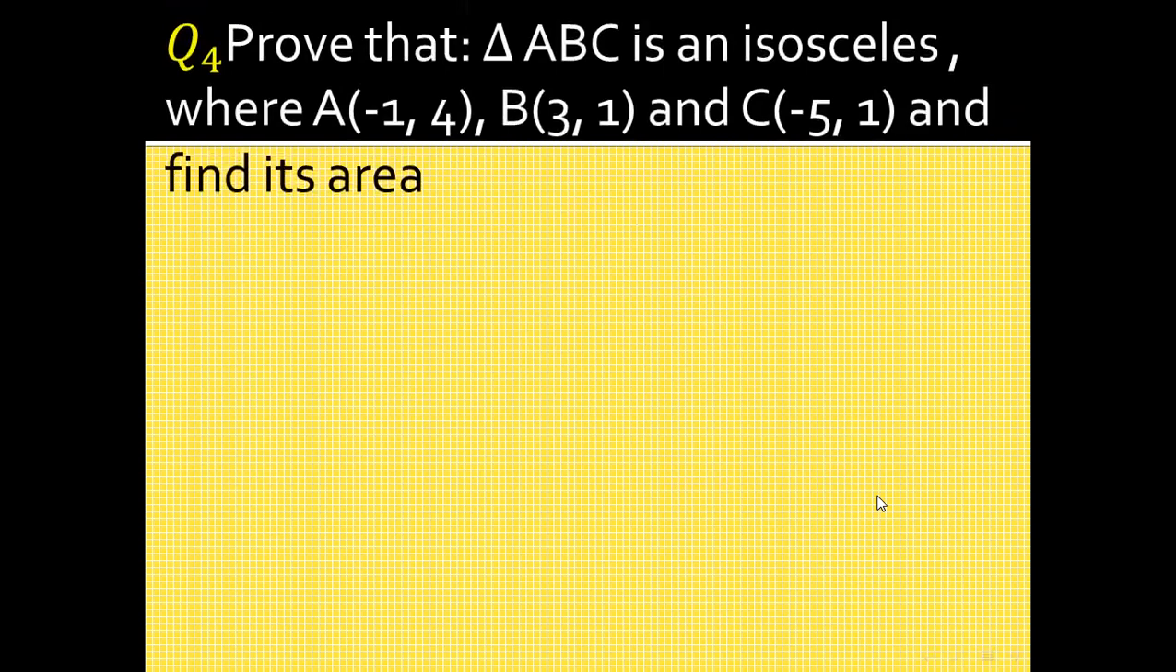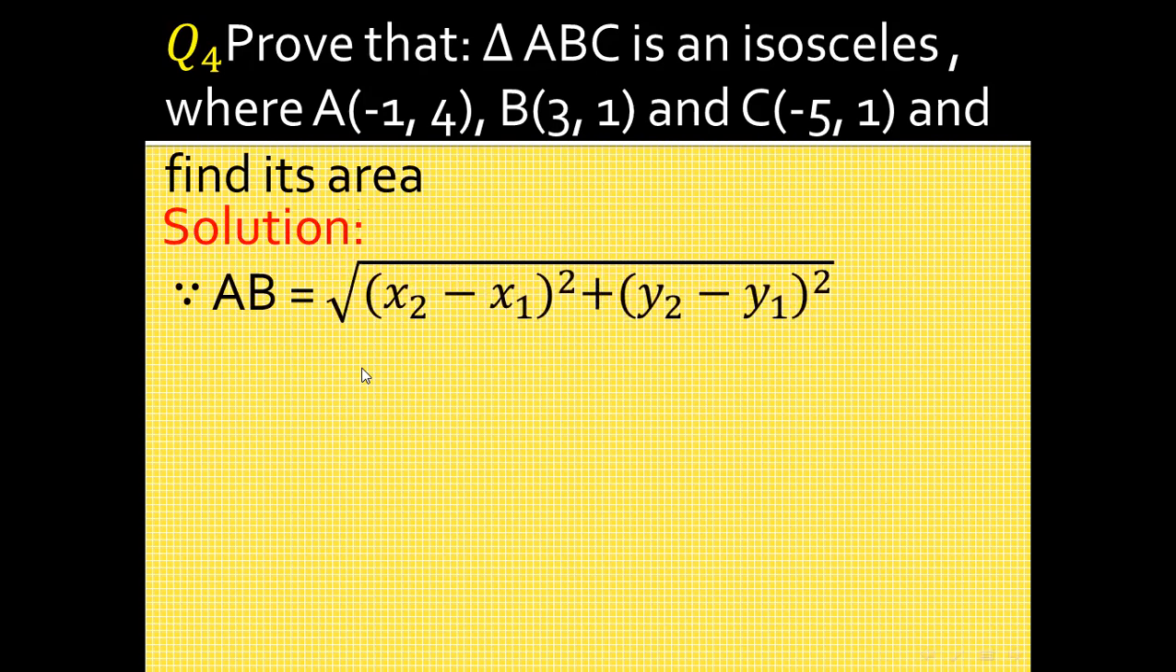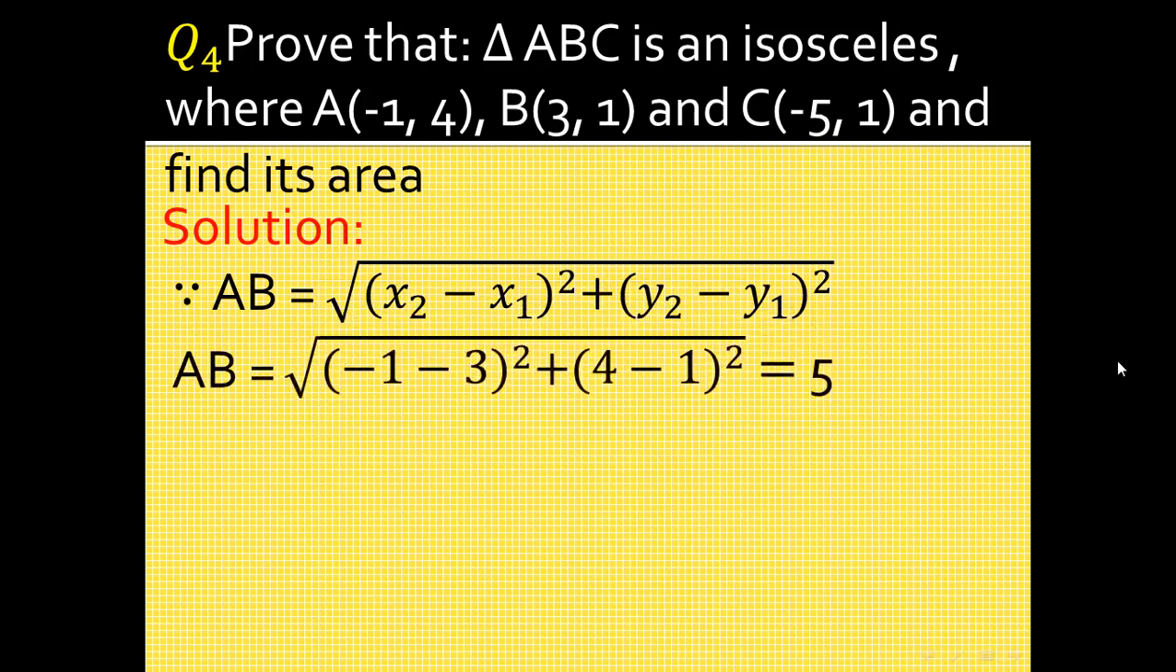Question number 4: prove that triangle ABC is an isosceles triangle where A equals (-1, 4), B equals (3, -1), and C equals (-5, 1), and find its area. At first, to prove that any triangle is isosceles, we must find two sides equal in length. So at first, I must find AB by using the rule of distance between 2 points, root of (difference between x)² plus (difference between y)². Then AB equals, by direct substitution, 5.